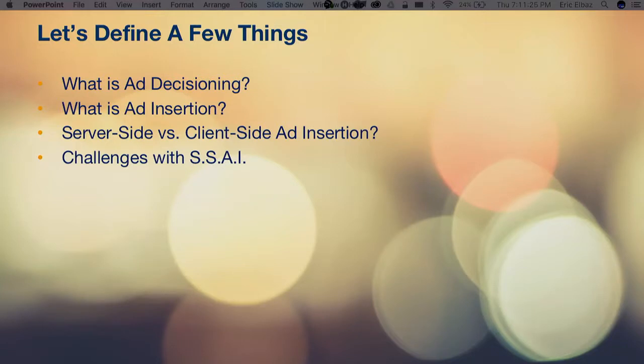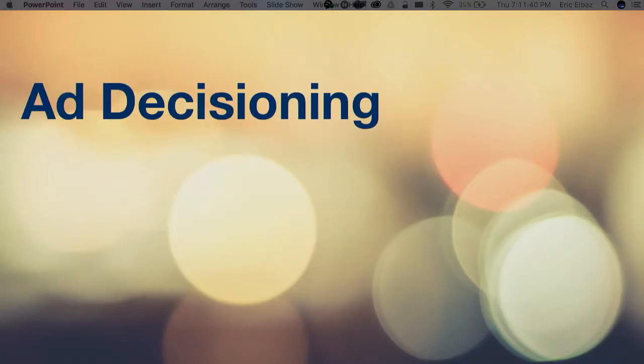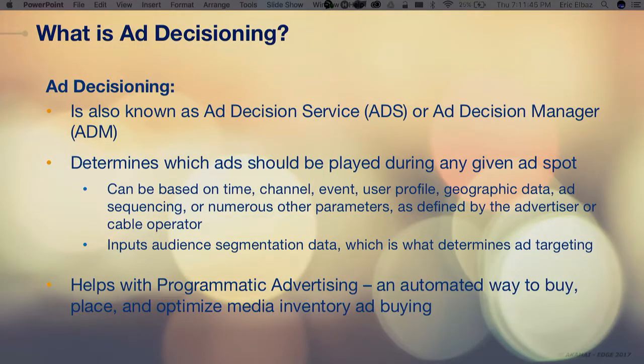All right, so let's define a couple of things. What is ad decisioning, ad insertion, some of the differences between server side and client side, and some of the challenges that you are probably facing today with your server side ad insertion if you're doing live streaming or live events. All right, ad decisioning. What is ad decisioning? Ad decisioning essentially determines which ad should be played during any given ad spot. And that can actually take into effect things like your user's location. It's the business intelligence of which ad to serve to your users, right? And that's essentially what ad decisioning is.